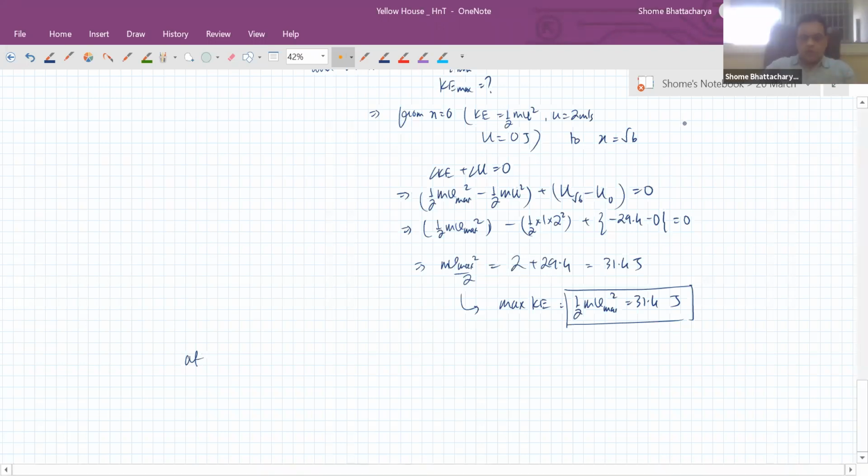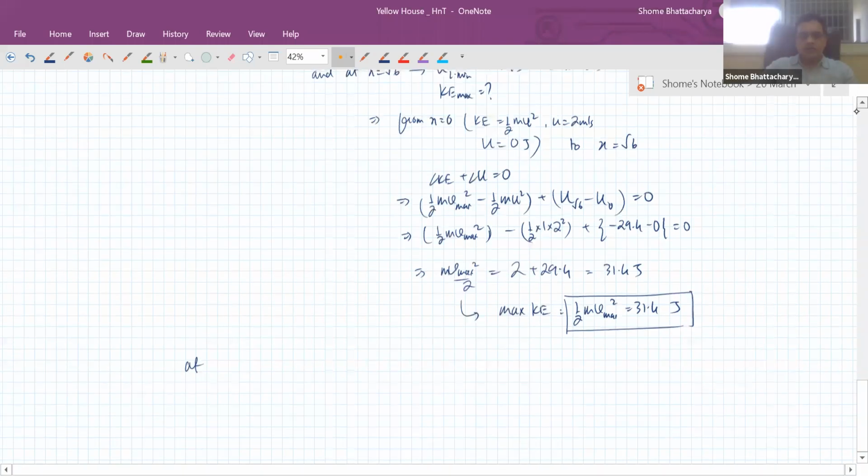We took u as zero? This potential energy at zero is zero. You're saying how we got that? No, sir. Then why did we take root 6? Because that is where the potential energy is minimum, so right there the kinetic energy will be maximum.